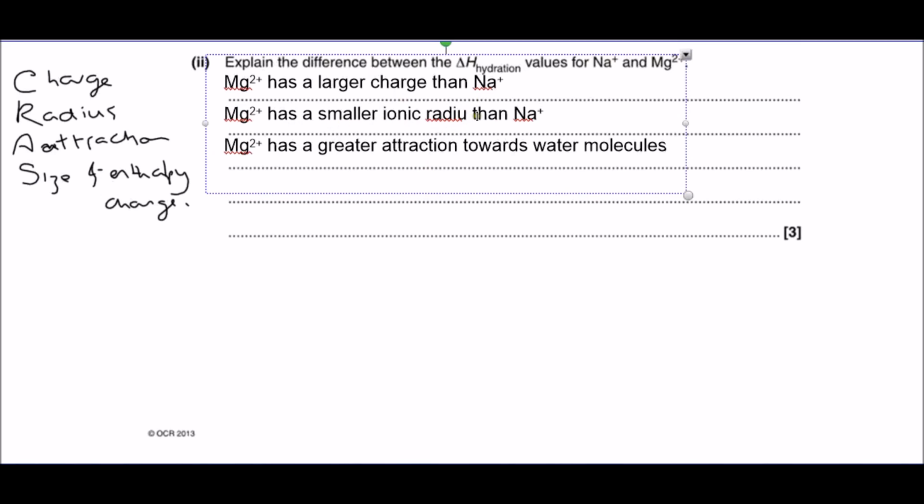Other things that we might want to say, or we might be careful about, is if here you were to say atomic radius, then you would lose that mark. So you might even be better leaving the word ionic out, because if you just said Mg2+ has a smaller radius than Na+, you'd have got the mark. Or if you even just said Mg2+ is smaller than Na+. Okay, so if you're going to use the word ionic in there, then make sure it's that and not atomic.